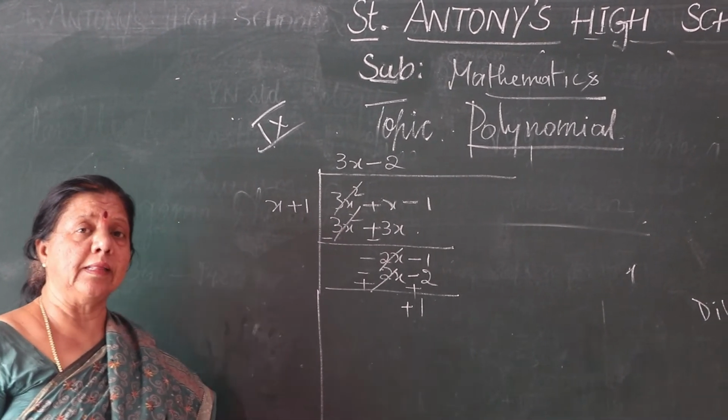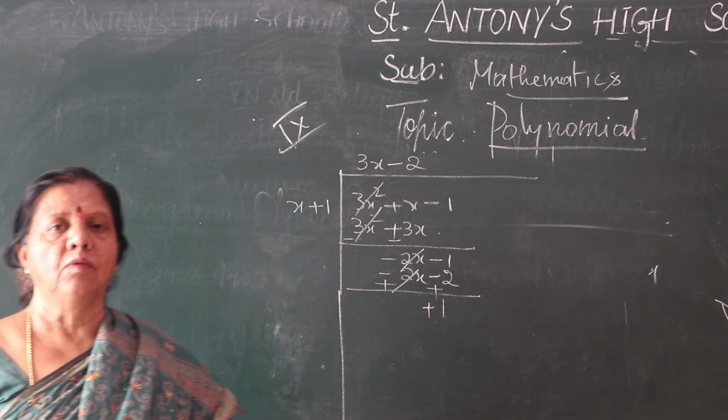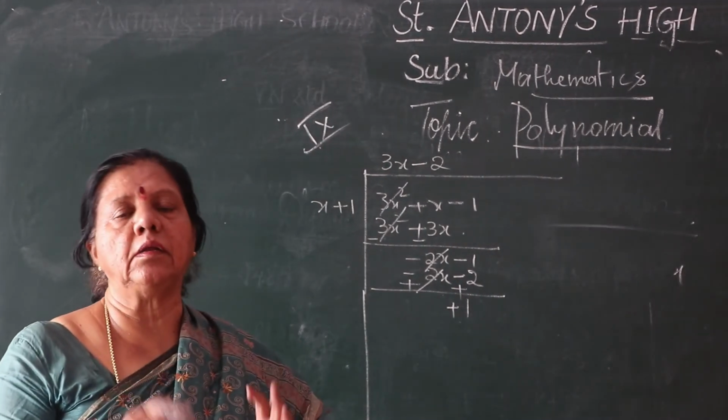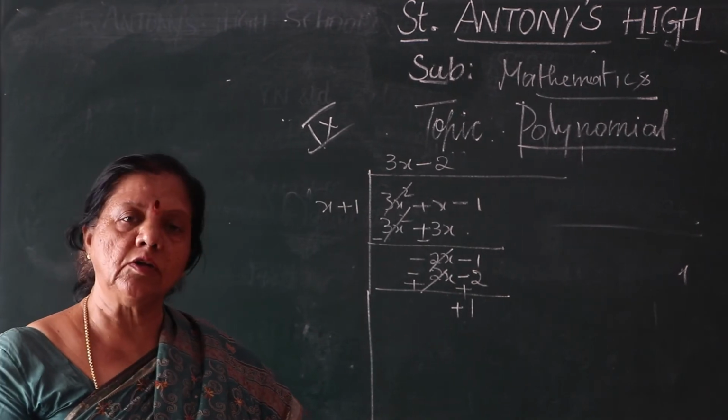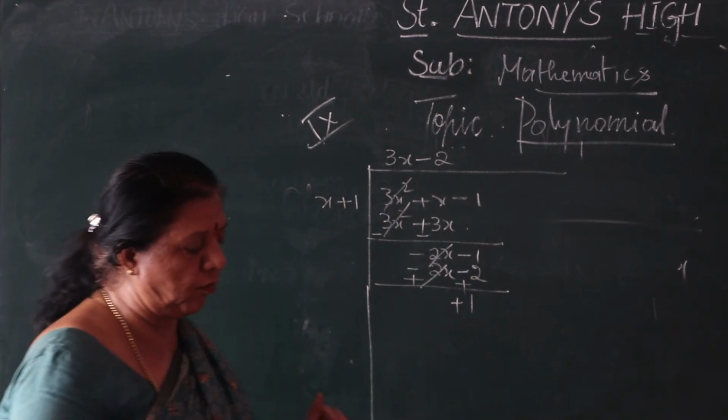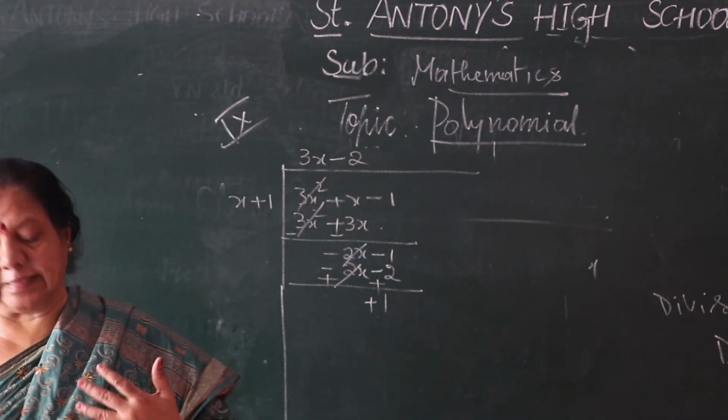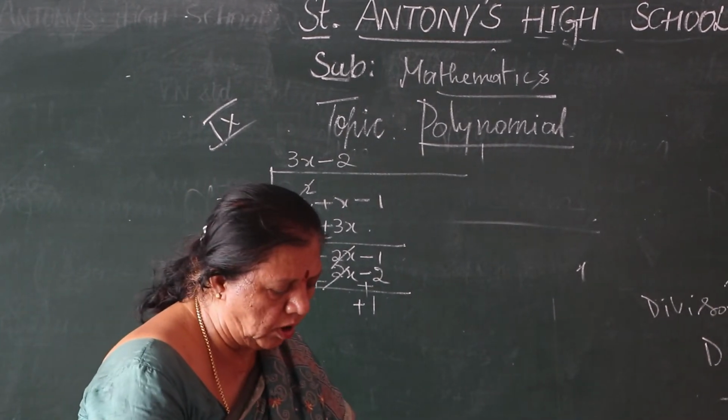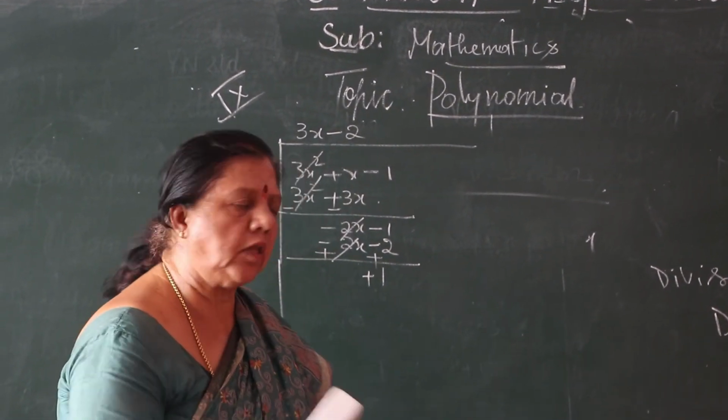This is known as the remainder theorem. What do you call the remainder theorem? Follow, children. Now let us take one more sum. The same thing, same methodology. If you come to know how to divide it, it is very easy.